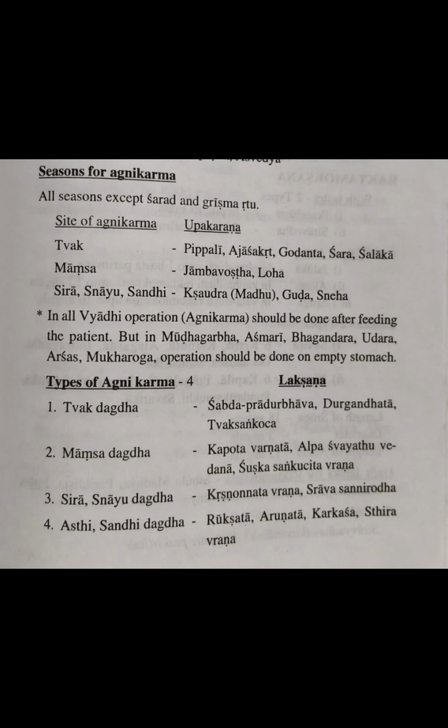Then Asthi Sandhi Dagdha. In those places, if you are doing Agni Karma, the lakshanas are Rukshata, roughness will be created. Arunata, a little reddish discoloration will be there. Karkasha, hardness will also be there. Sthira Vrana, a stable wound will be generated in these areas. So these are the lakshanas if you do Agni Karma in these places.